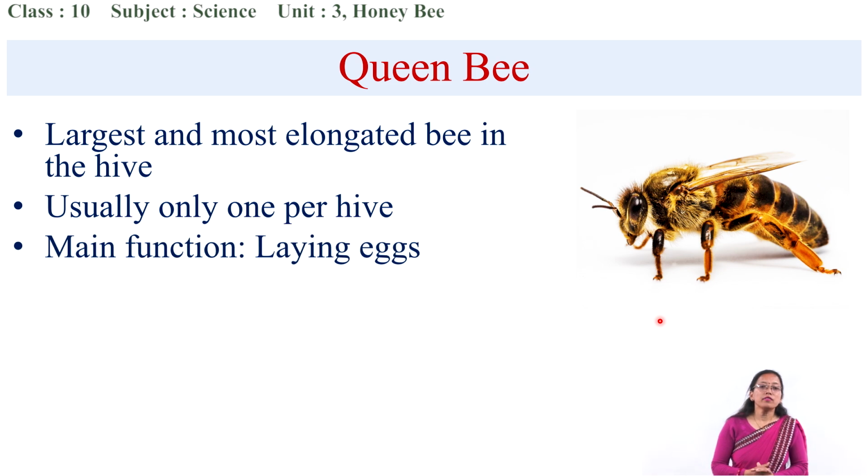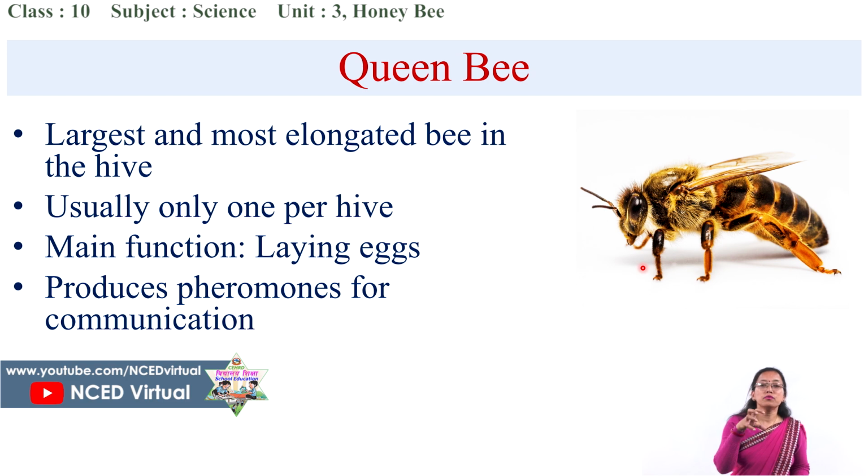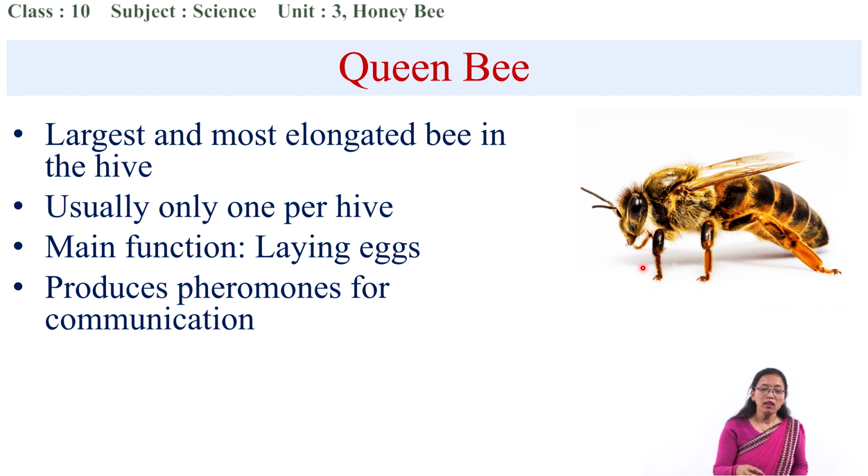The main function of the queen bee is laying eggs. It lays eggs for the next cycle, to continue the life cycle and produce more bees. And it produces pheromones for communication. That means it produces a kind of hormone called pheromone. This pheromone is produced by the queen bee, and every bee in the colony takes the smell of that pheromone and identifies their hive.